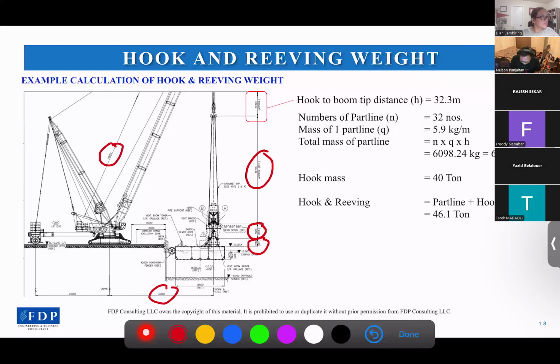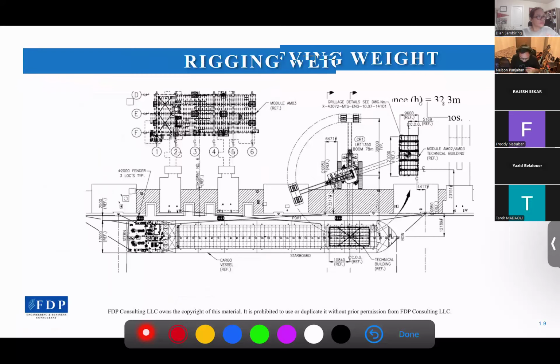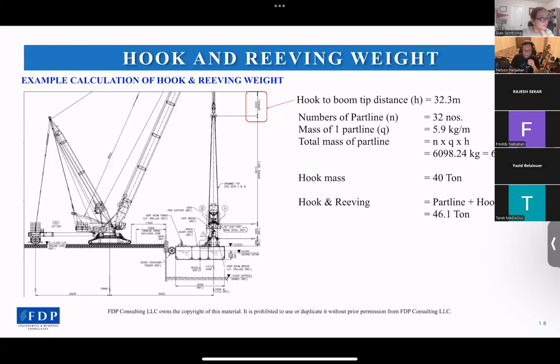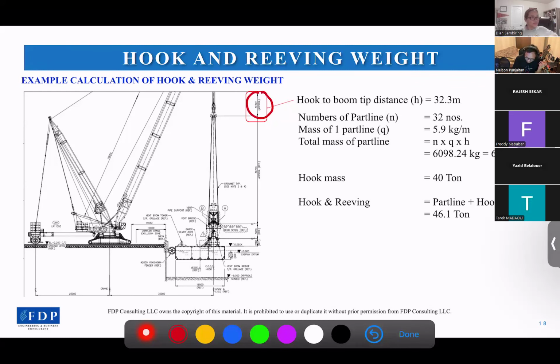Then, yeah, 76.61 meters. Then the part line length is the boom tip height minus the total of rigging height and lift point distance to the track. So we've got 32.3 meters, the distance from the hook to the boom tip.